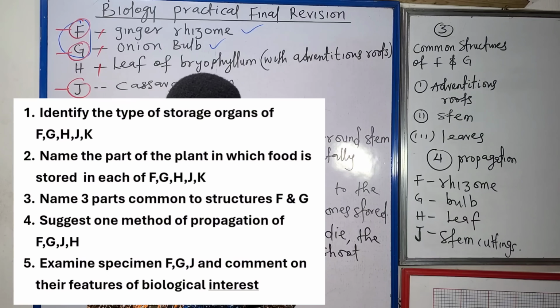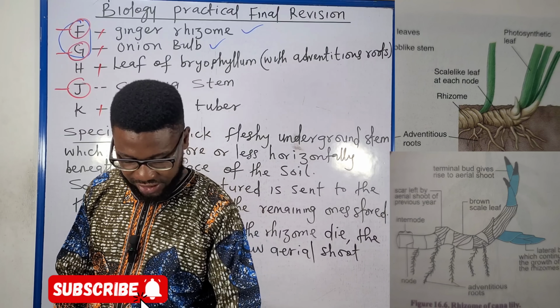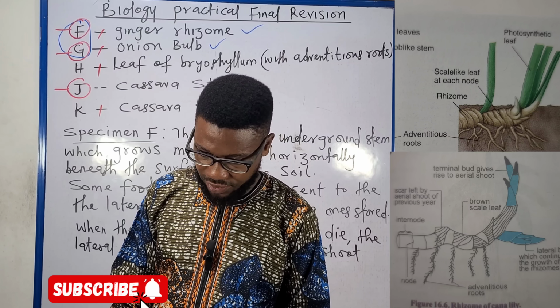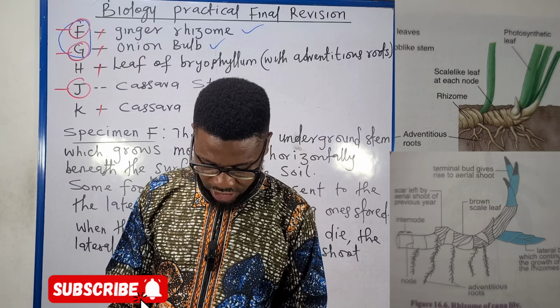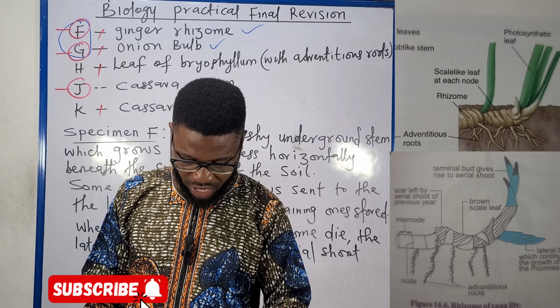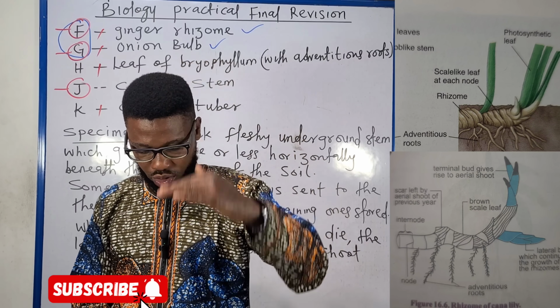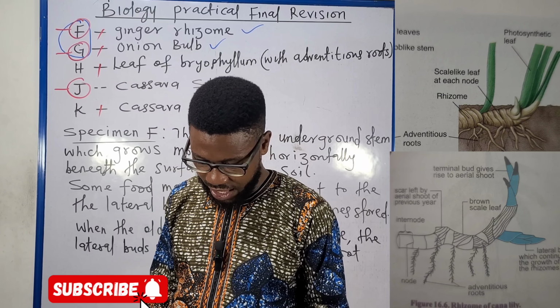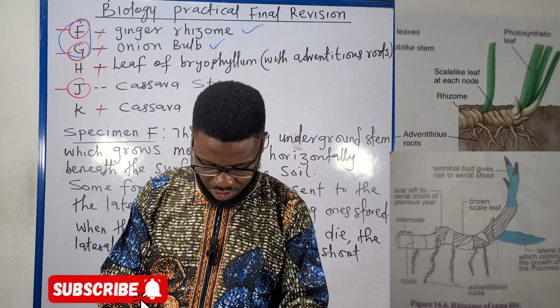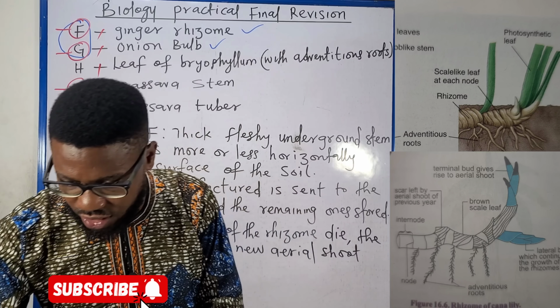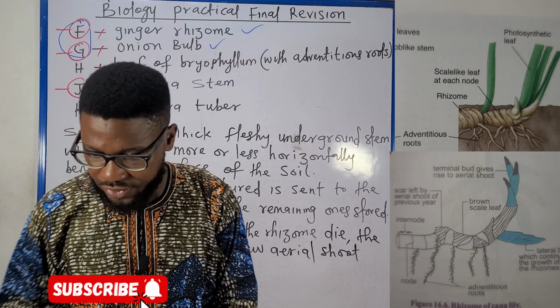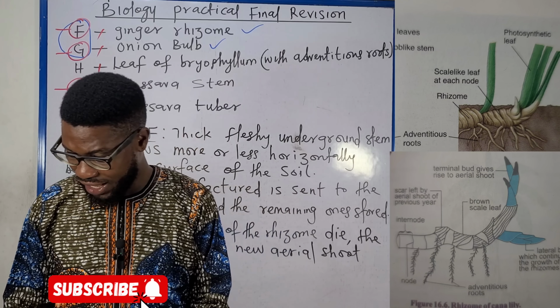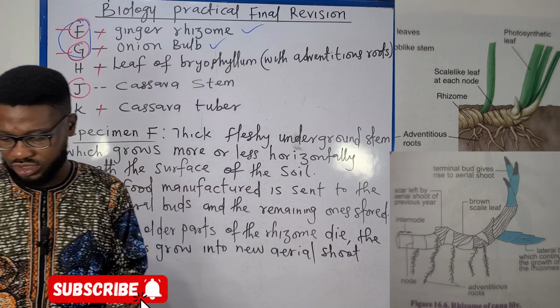Okay, starting with specimen F, as you can see in the diagram on your screen, it is the rhizome. As you can see, the various labeled parts, you have the terminal bud growing upwards, you have the lateral bud growing sideways, the fleshy stem, the nodes, the adventitious root, and all of that. So what is of biological interest here?